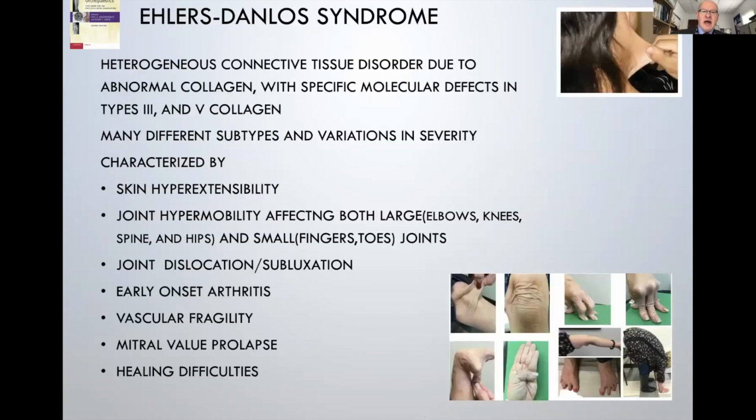Finally, we move on to Ehlers-Danlos syndrome. This is a heterogeneous connective tissue disorder due to abnormal collagen with specific molecular defects in type 3 and type 5 collagen. There are many different subtypes and variations in severity, at least 6 that I've come across in various textbooks. And it's classically characterized by skin hyperextensibility, joint hypermobility affecting both large and small joints, joint dislocation and subluxation, early onset arthritis, vascular fragility, mitral valve prolapse, and healing difficulties.